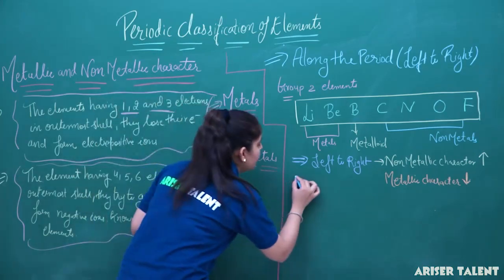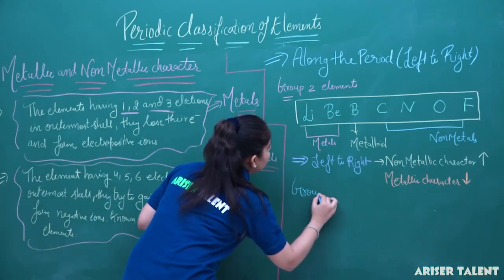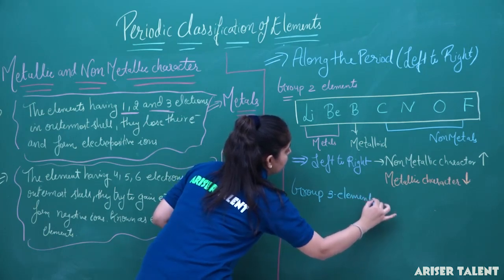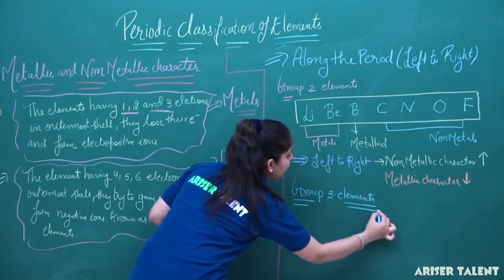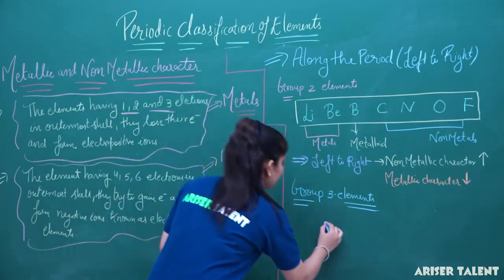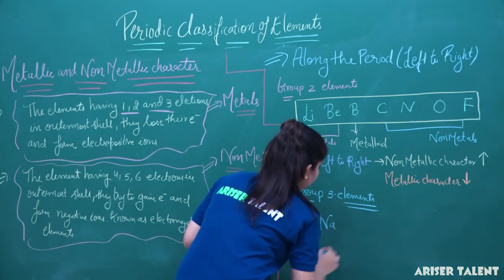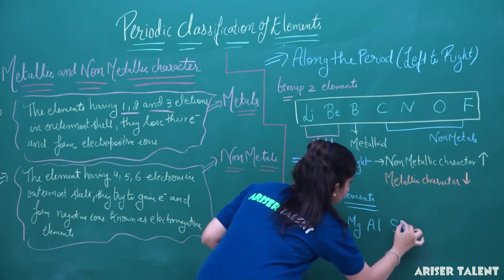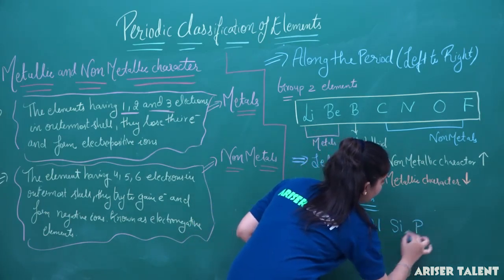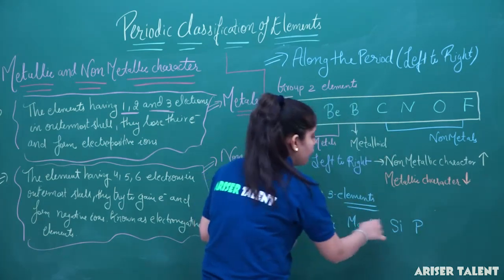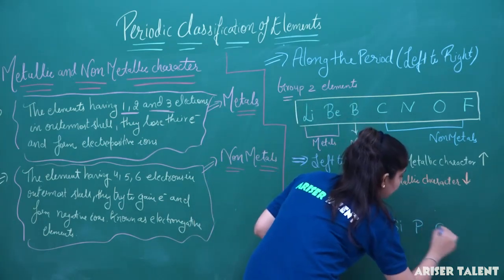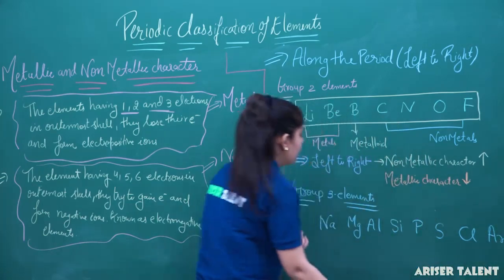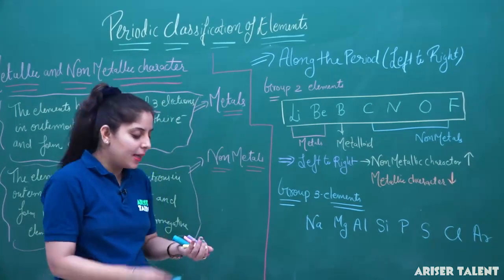We are considering the group 3 elements. Now, the group 3 elements are basically sodium, magnesium, aluminium, silicon, phosphorus, then 16 is sulfur, 17 is chlorine and that is argon. So, here we have considered the group 3 elements.